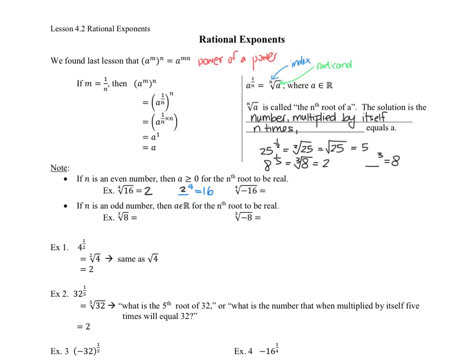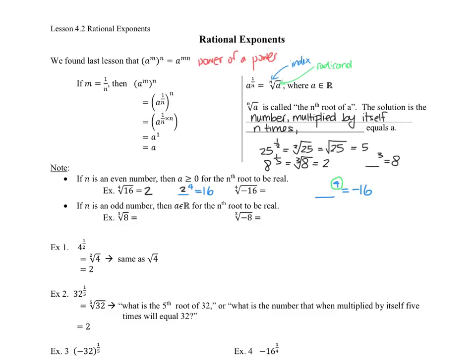But if we try to do 4th root of negative 16, I'm asking you to figure out what number raised to the exponent of 4 gives you a negative answer. Because this is an even number, that's impossible. We can't have an even power of a positive or a negative number to get negative 16.